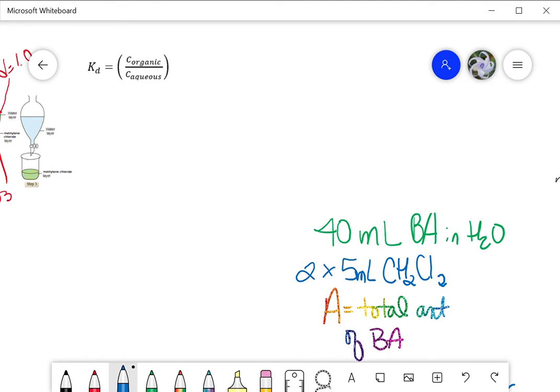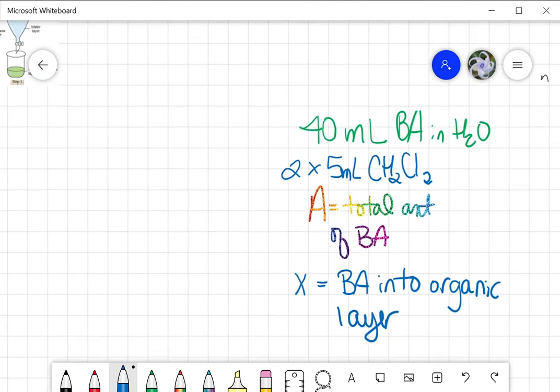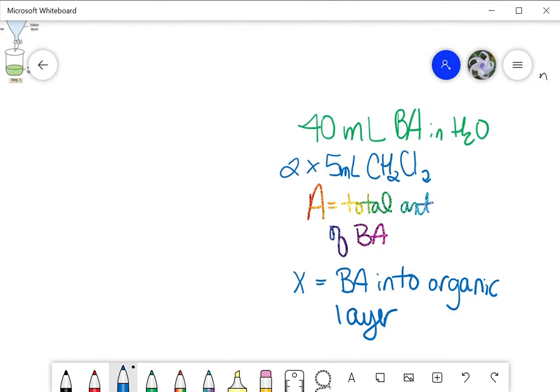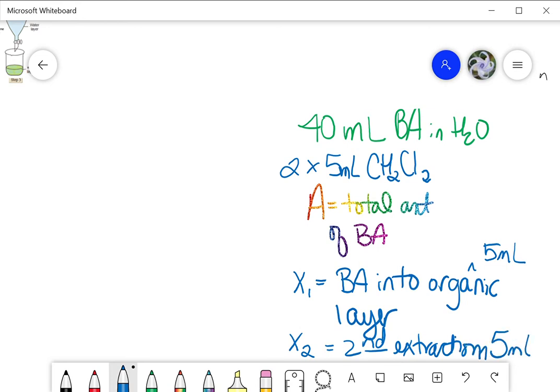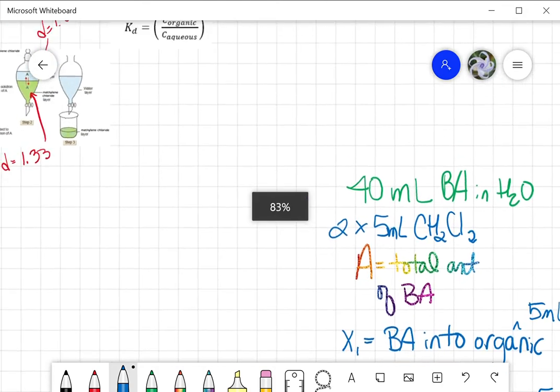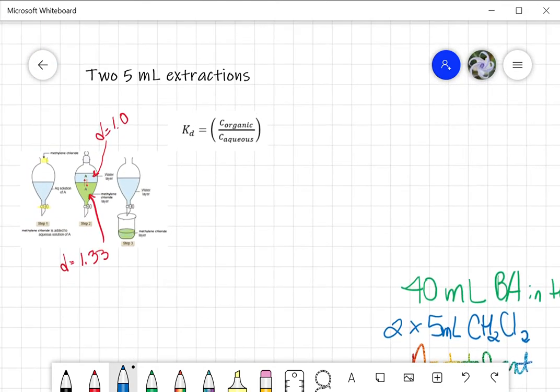A will still be the total amount of benzoic acid we have, but now we're going to have two values of X. We're going to have X1 for the first 5 mL, and then we'll use X2 for the second extraction of 5 mL. Okay, so now we have two values, X1 and X2, which also means we're going to have two separate calculations, and let's go through those now.